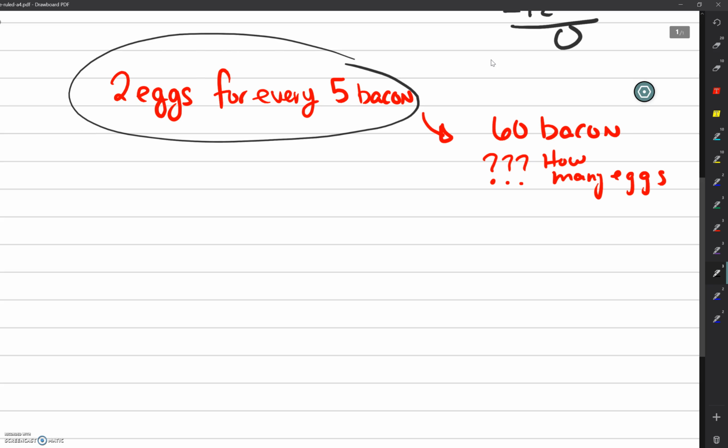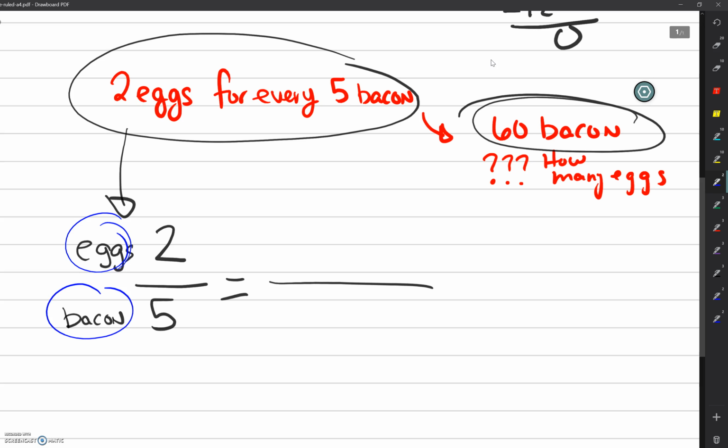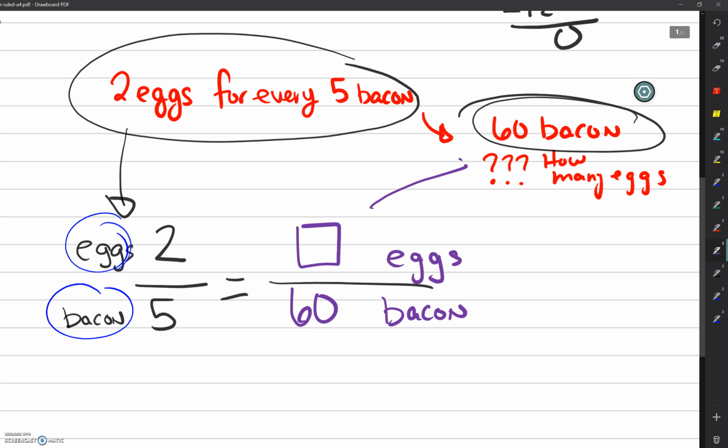Well, we know that this is a ratio, so I'm going to write it down. 2 eggs over 5 bacon is equal to 60 bacon. Where is my bacon? Is it on top or is it on the bottom? Well, we see that the bacon's on the bottom. So I'm going to put 60 bacon on the bottom and a box for eggs, an unknown. Okay, that's what we're trying to find out. And so I'm going to cross multiply.